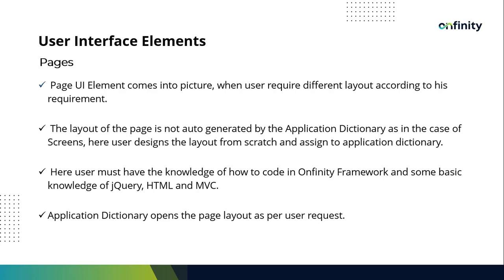The application dictionary provides an option and blank area, where users can create their own controls with the help of jQuery, HTML, and MVC. To create a page, users should have a basic understanding of how to code in the Onfinity framework and some basic knowledge of jQuery, HTML, and MVC. The application dictionary opens the page layout as per the user request. Whenever a user searches for a menu item for the page, they enter that page and it opens.